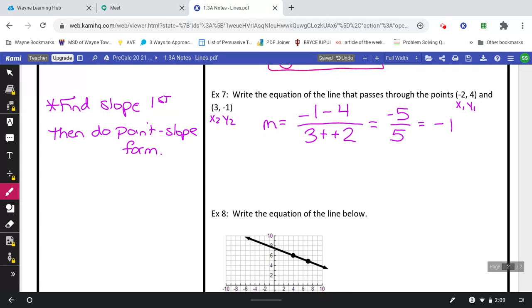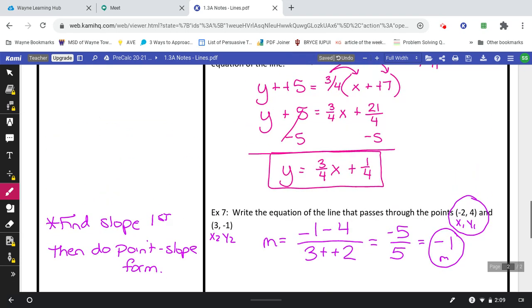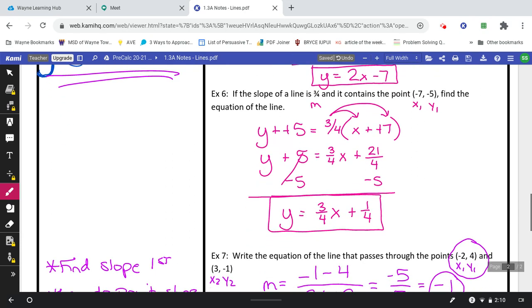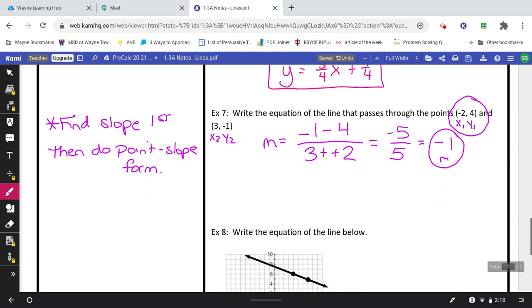So I'm going to use this since it's already labeled as x1 and y1, as well as this, which is my m. I'm going to plug it back into that same equation that we've been working with the whole time, this right here. Give you guys a second to try that. Try to plug everything in, distribute, and then move the last number over to solve for y.